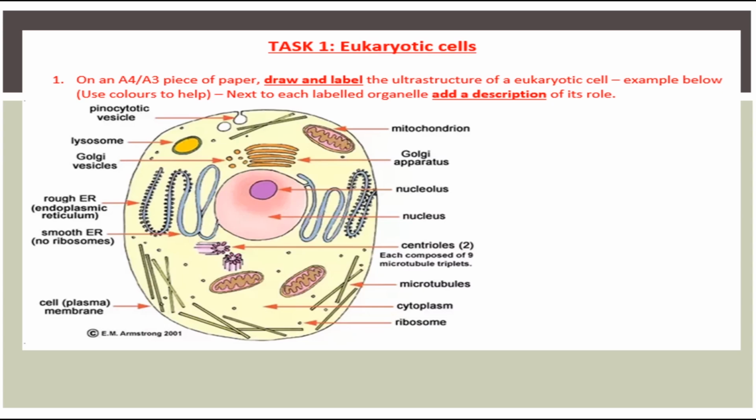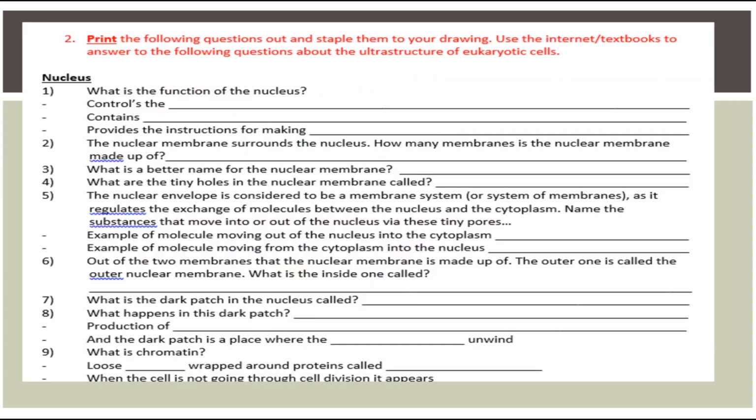Part 2 of task 1 is to print the following questions, and if you aren't able to print them, you can just simply write the answers underneath the subheadings on a lined piece of paper and attach that to your poster. Now use the internet or textbooks to find out the answers to the following questions, and it is simply all about the ultrastructure of eukaryotic cells.